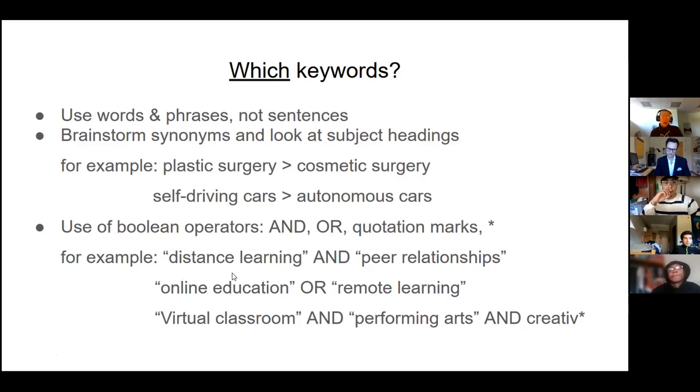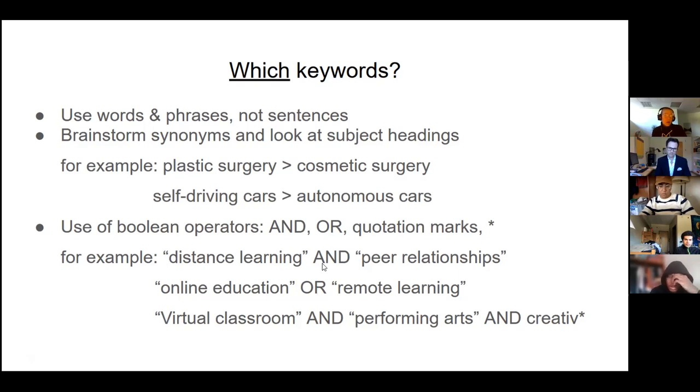There's some examples here, and I don't expect you guys to be pros at this point. This is what I do for a living. I actually help people construct searches like this. But for example, if you're going to do distance learning, you'll see those quotation marks there. Those quotation marks are there to make sure that when I'm searching in the database, those two words are together. If I search distance learning and peer relationships and don't put quotation marks there, those words are all over the place in the database. They're not together as phrases. I want those ideas together. Online education or remote learning, again, quotation marks.